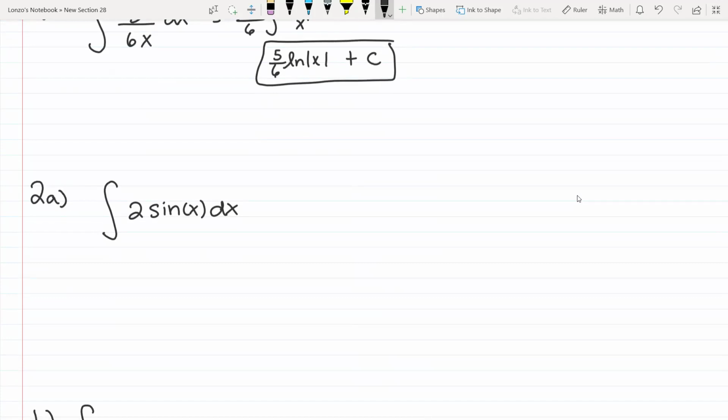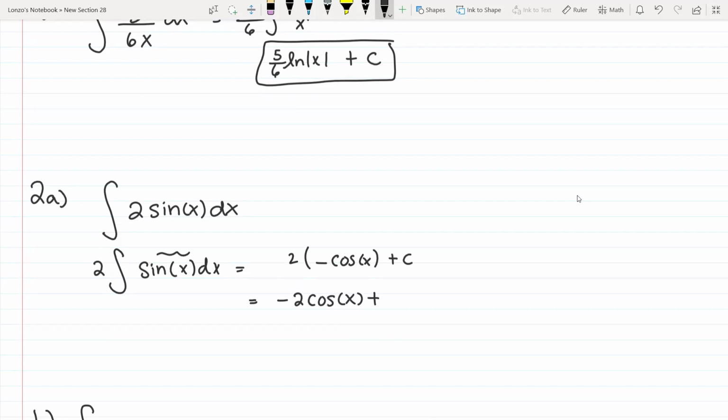Okay, 2a, the integration of 2 times sin x dx. Do not apply integration by parts. Instead, factor out that 2, that constant, and then use your trig integration. What is the integration of sine x? It is negative cosine x. And then you still have to multiply this by 2 plus c. So your final answer is -2 cosine of x plus c.